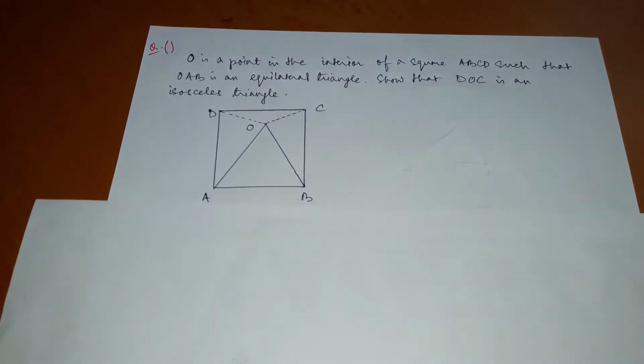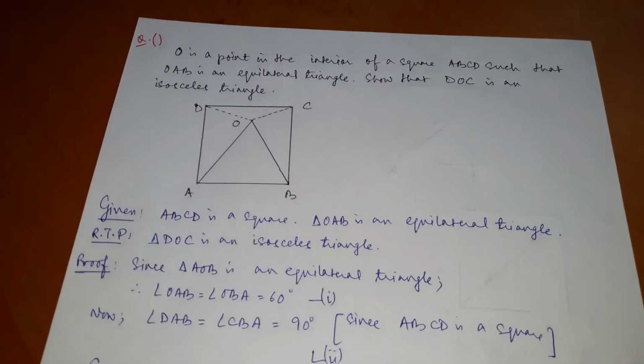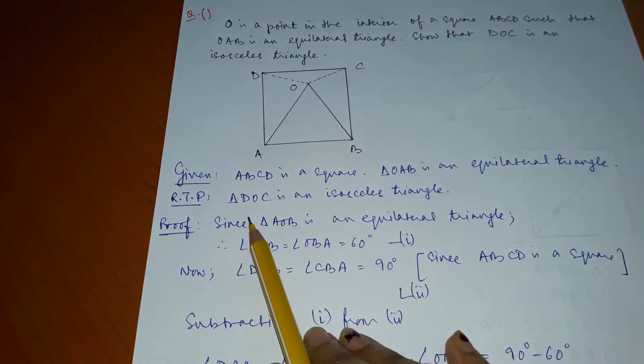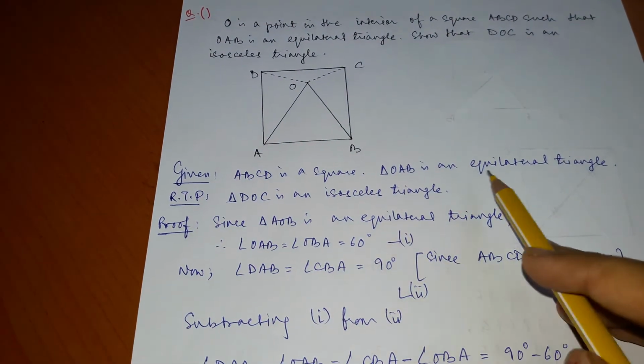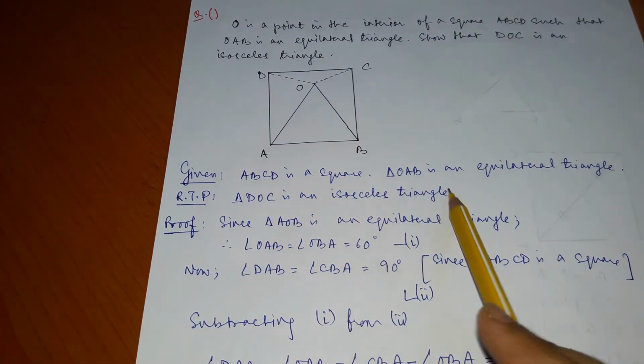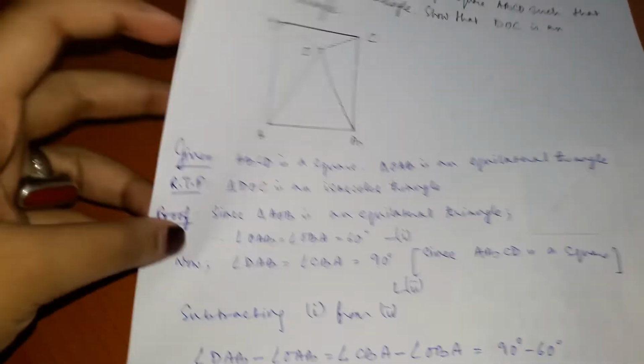Okay, so let's reveal the solution. Look at the solution. ABCD, first of all, given. ABCD is a square, triangle OAB is an equilateral triangle, it is given. RTP is triangle DOC is an isosceles triangle. Now come to the proof.